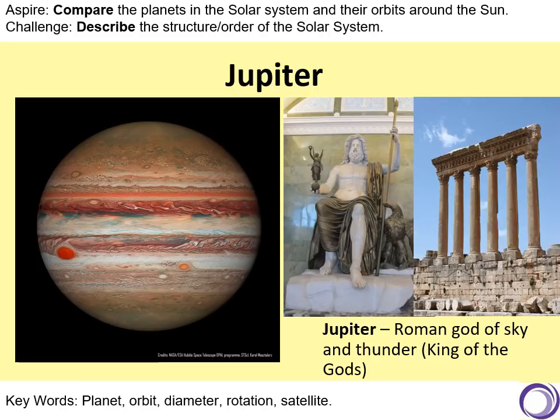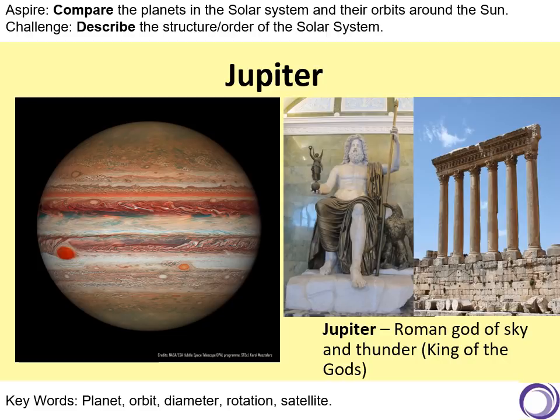Now, the length of the orbit is quite long, 12 years. However, it spins, and a day is only 10 hours. That's how long a day lasts. So presumably, if you were to divide it by 2, 5 hours daylight, 5 hours nighttime.